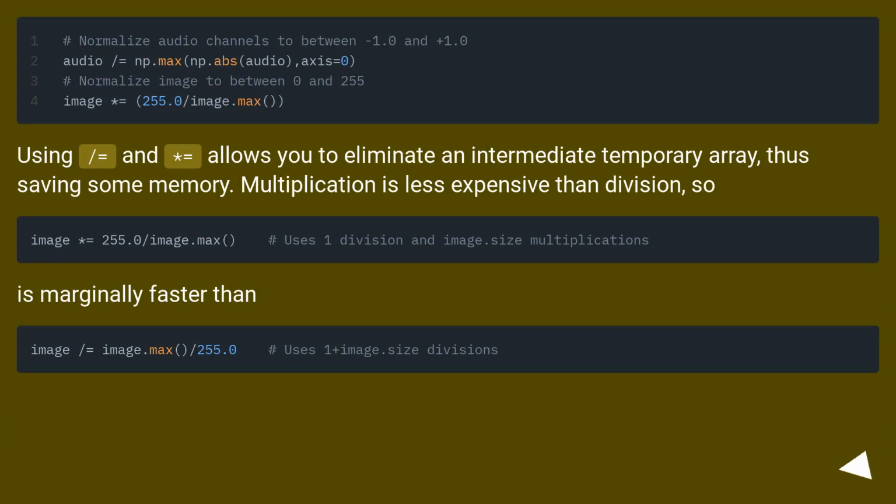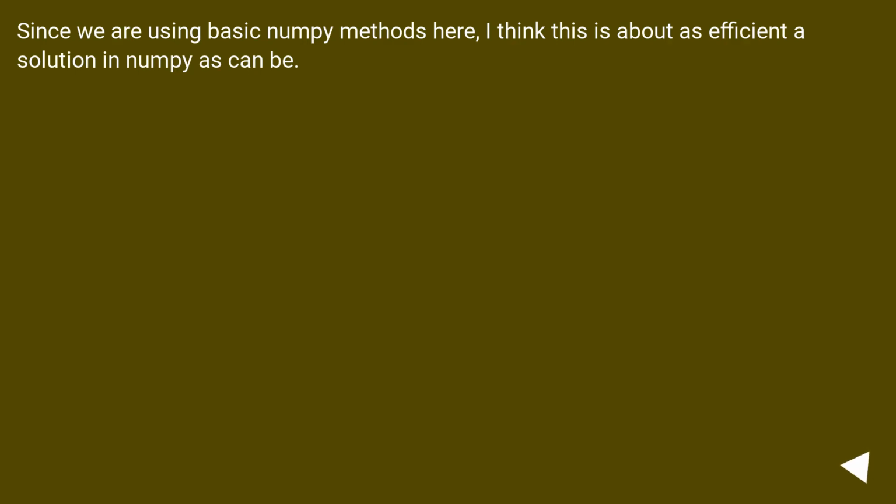Using /= and -= allows you to eliminate an intermediate temporary array, thus saving some memory. Multiplication is less expensive than division, so this is marginally faster than that. Since we are using basic NumPy methods here, I think this is about as efficient a solution in NumPy as can be.